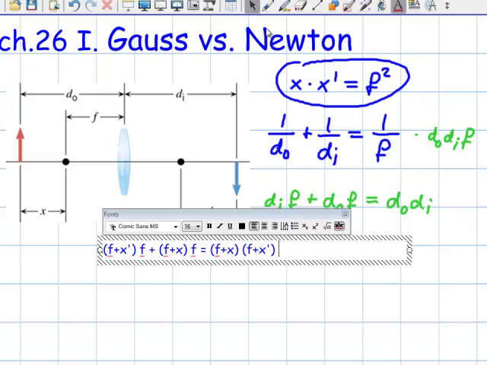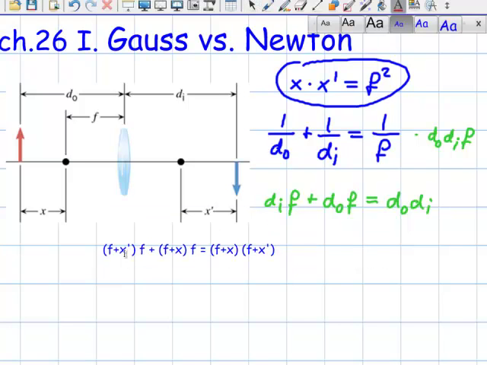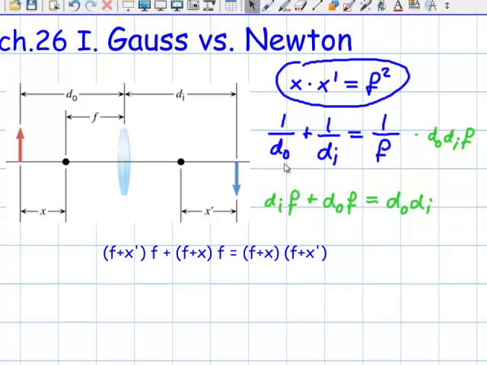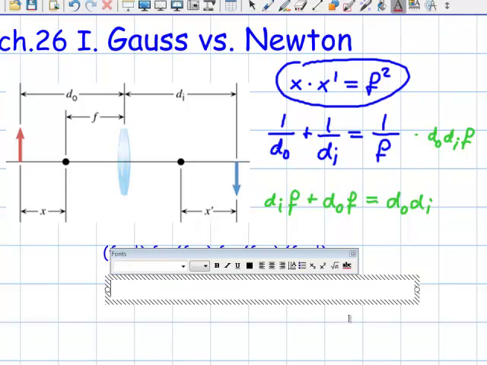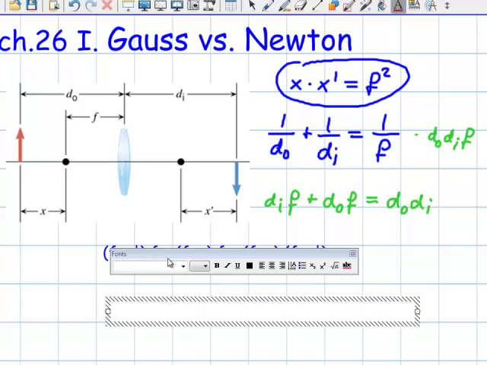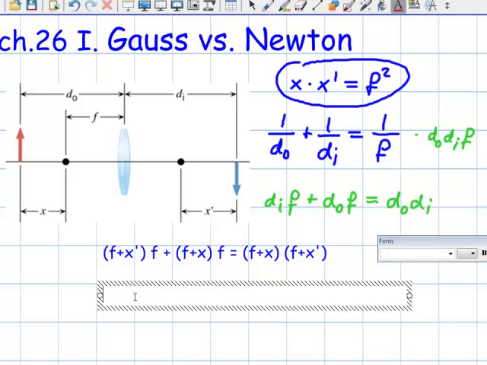Okay, and now I factor out. Actually, I'm not sure if this is going to be too small here, so we'll make it bigger. Alright, so I'm going to factor this all out, so I'm going to come up with f squared plus x prime f plus f squared plus x times f, and that equals, on the right hand side I have to FOIL, so it's going to be f squared plus f x prime plus x f plus x times x prime.